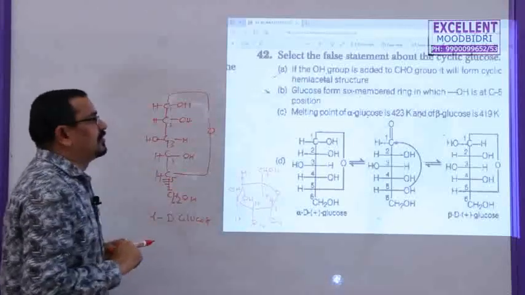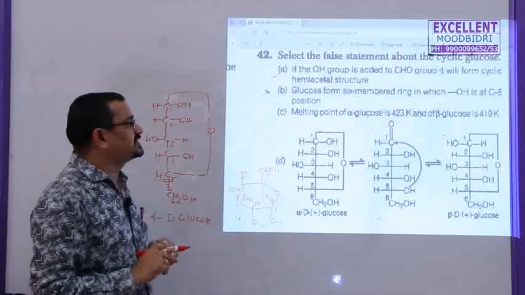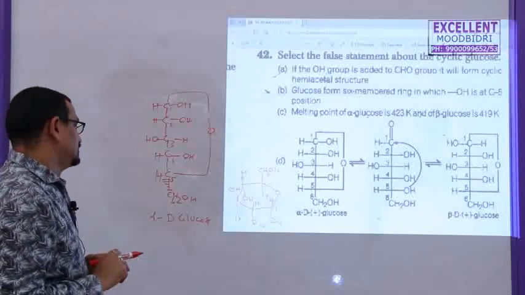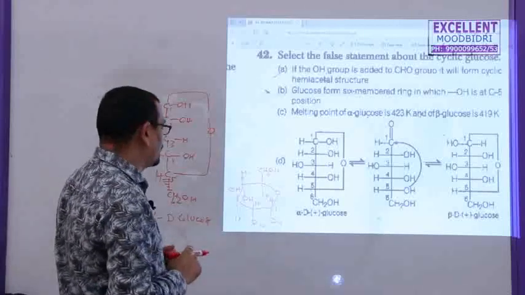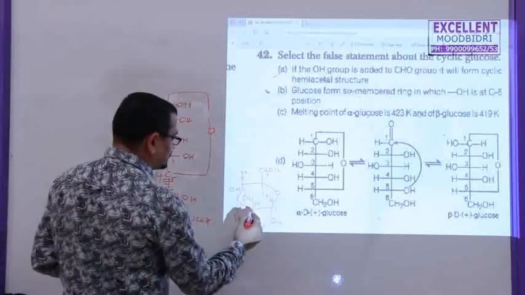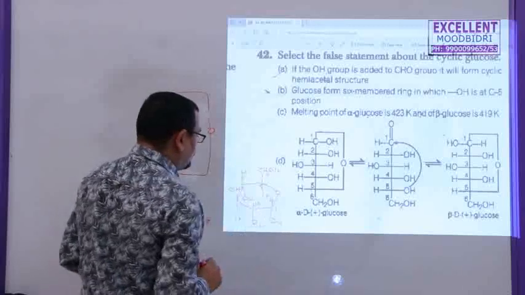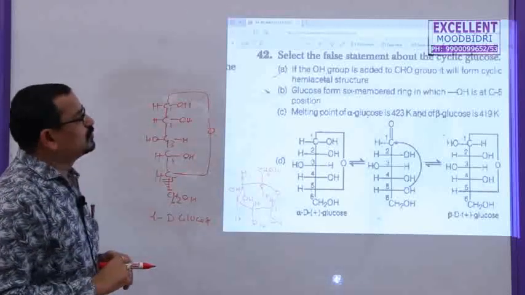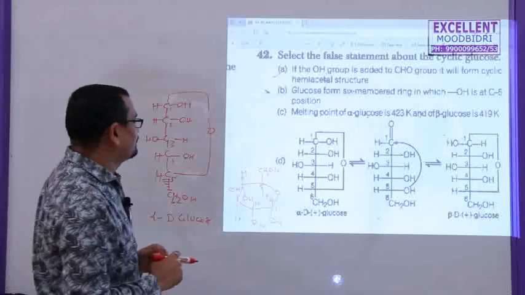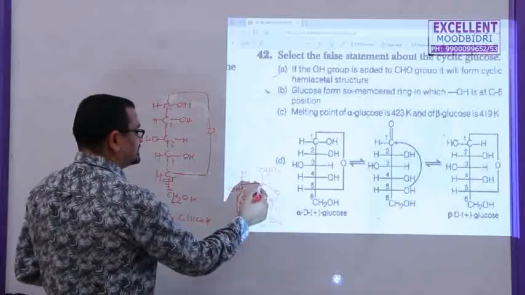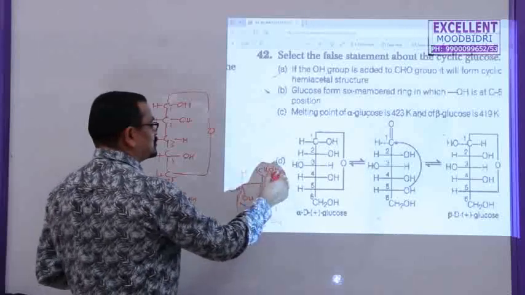And glucose forms a six-membered ring in which OH is at C5 position. This is 1, 2, 3, 4, 5. See, glucose forms a six-membered ring in which OH is at C5 position. C5 means this is the fifth carbon, it has CH2OH.